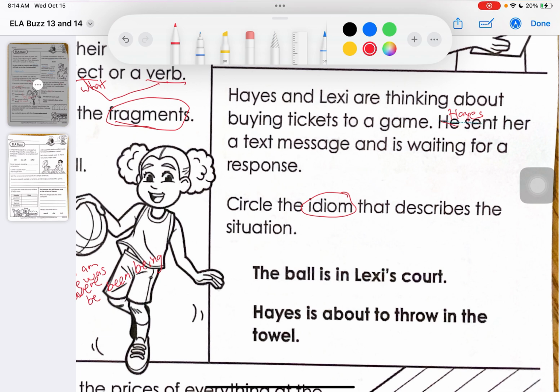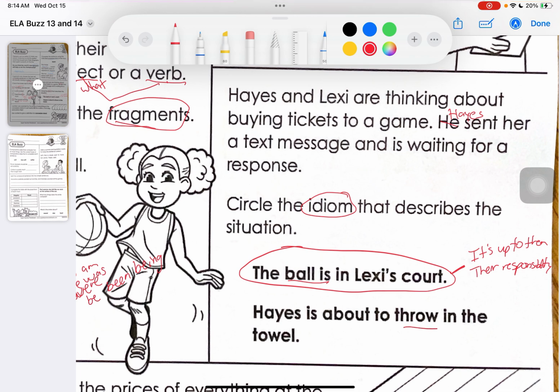So the ball is in Lexi's court, or Hayes is about to throw in the towel. This idiom, the ball is in Lexi's court, means it's up to them, or it's their responsibility. So he messaged her. Now the ball is in Lexi's court, meaning it's her turn to answer. It's her turn to do something. So this is the one.